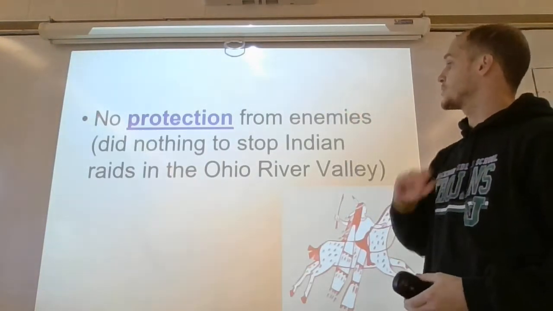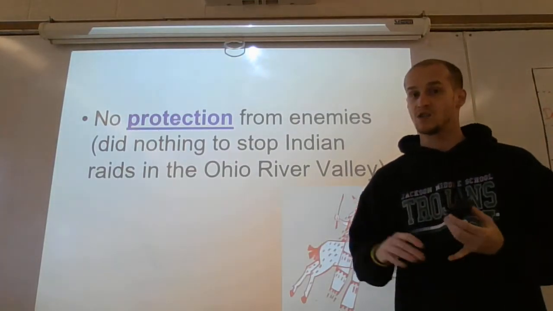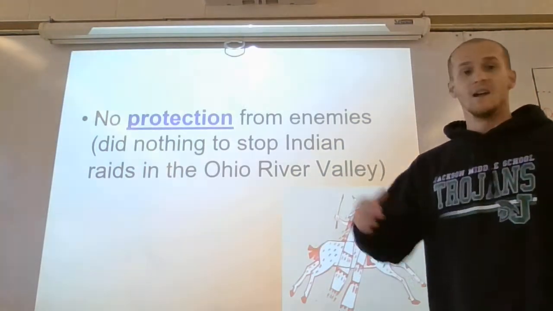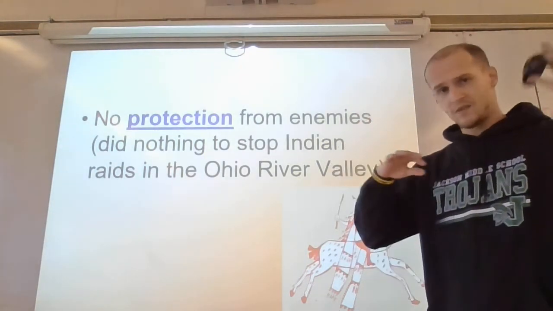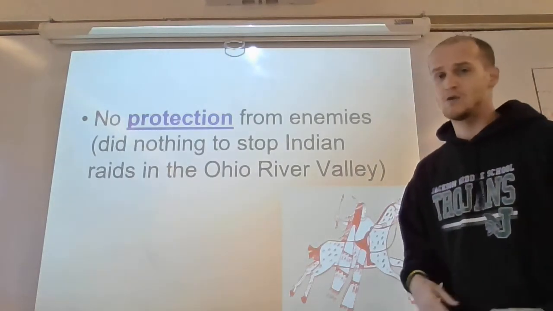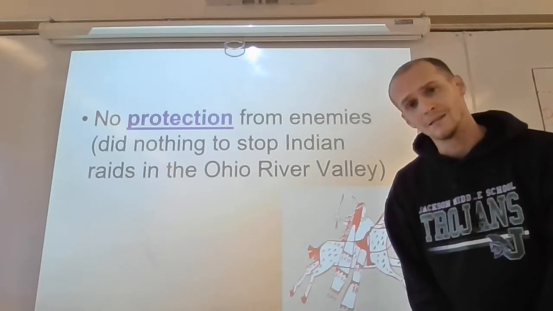They felt they weren't being protected from their enemies. Native American Indian raids are taking place all throughout the Ohio River Valley, and King George refuses to do anything about it. Says that, no, you guys have to defend this on your own. You guys have to take care of it. We're tired of sending troops over there to defend you. And so the colonies are like, well, if you're not defending us, then what are you even really doing?